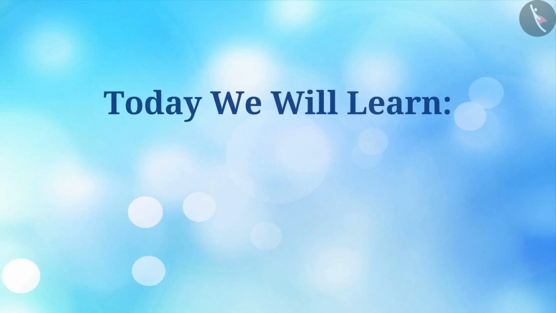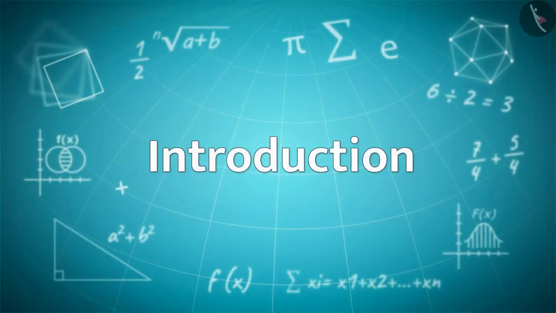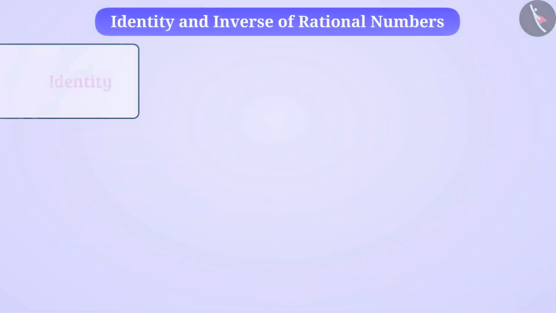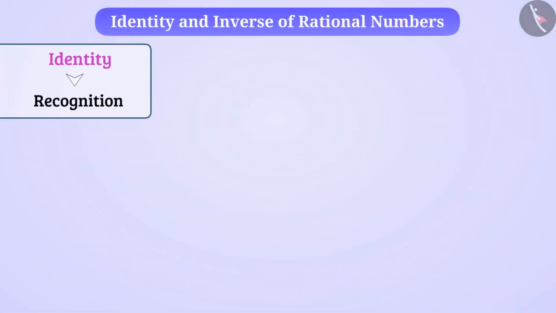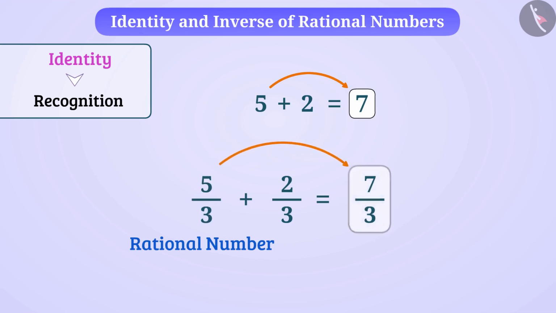Today we are going to learn about identity and inverse of rational numbers. Identity means recognition. Often in mathematics, the identity of numbers gets changed because of different operations on it. Like adding 2 to 5 changes the value of 5 to 7. Similarly, adding 2 by 3 to the rational number 5 by 3 changes its value to 7 by 3.